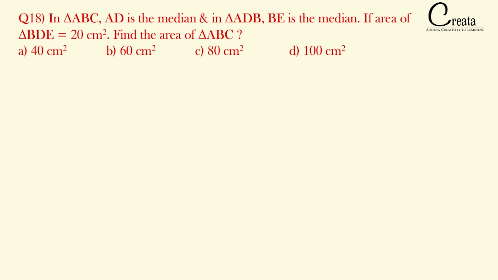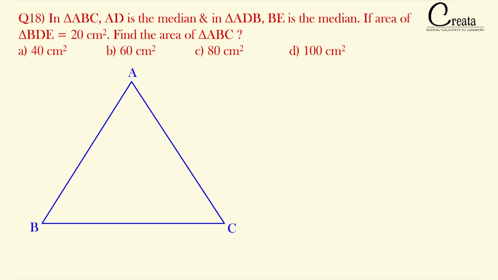In the question, a triangle ABC is given. Okay, let's have a triangle ABC. AD is given as a median, and we know what a median is. A median is a line segment that joins the vertex with the midpoint of the opposite side. If AD is a median, it means D will be the midpoint of the side BC.